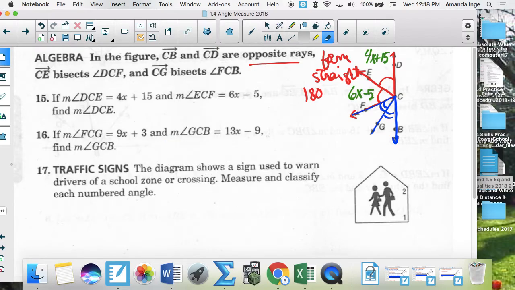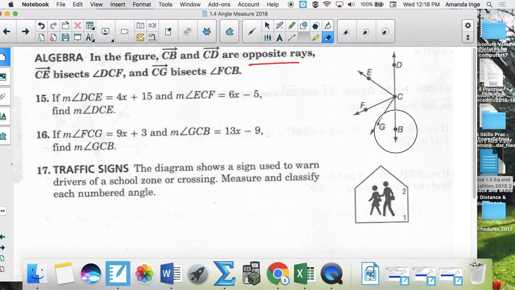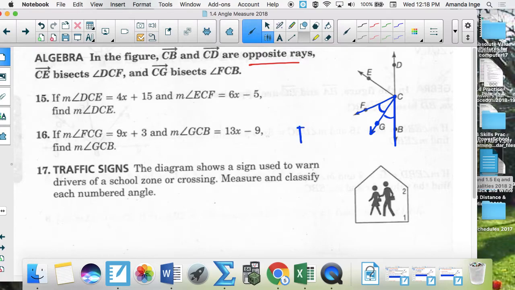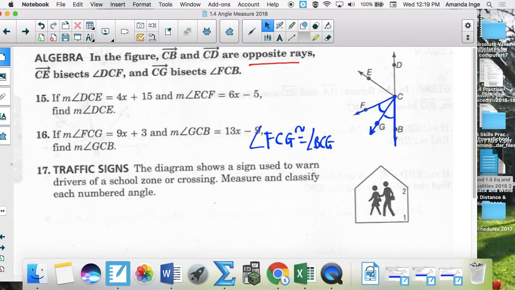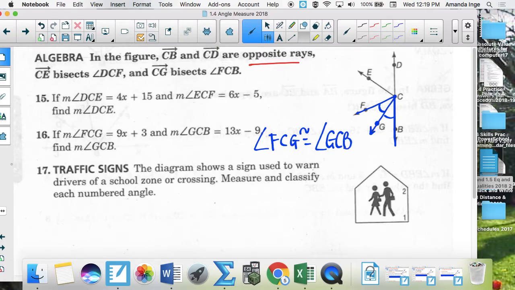Well, let's look at the next one. We know that this angle is equal to that angle because this is an angle bisector. So we know that angle FCG is congruent to angle BCG. I think since it's written the other way up here, we better do that. Alright, so how much did they tell you FCG was? 9x plus 3.